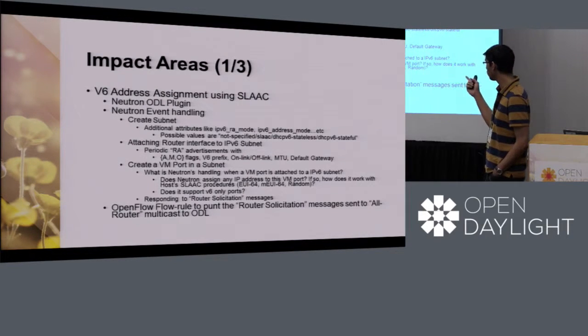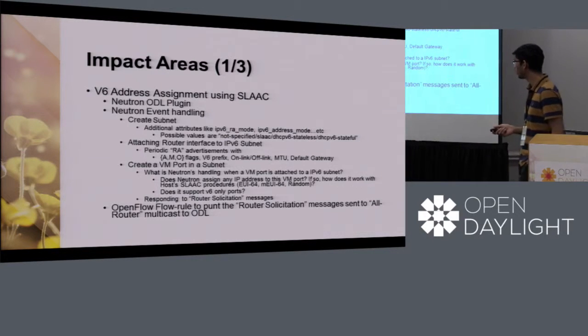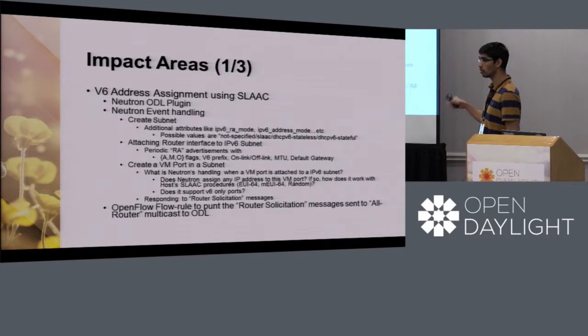So the main concern that we have is, in case of a V4 port attached, we believe Neutron assigns an IP address to that particular port. Whereas in case of V6, we want the host VMs to do SLAAC procedures to assign the address. So there is some differentiation between V4 address assignment and V6, and that's what we need to understand. If Neutron assigns an IP address, how does it match with the host SLAAC-derived IP address?